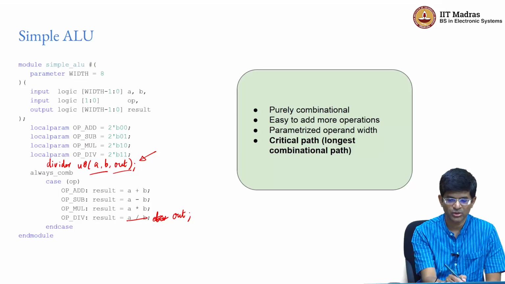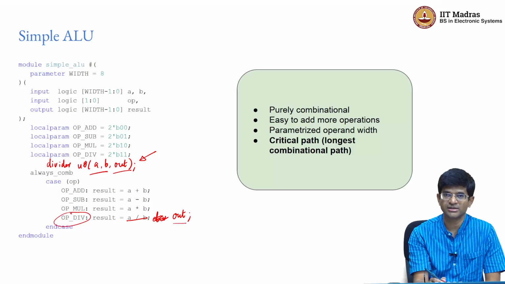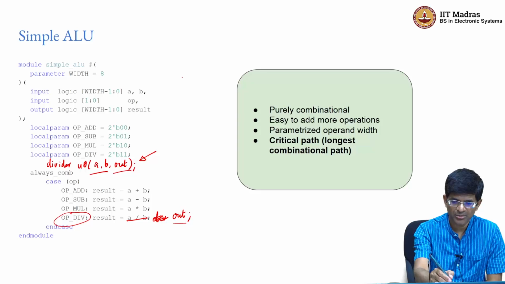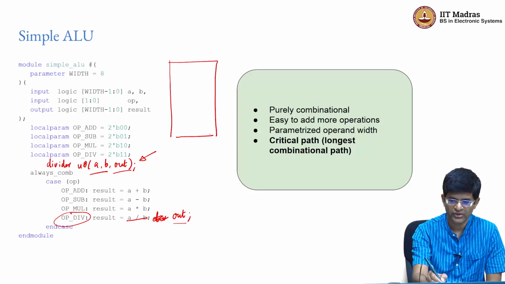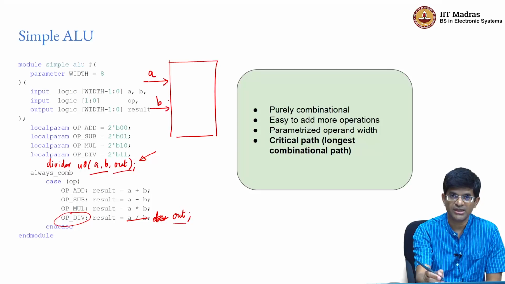And all that is happening over here is, if the operation happened to be opdiv, I actually select that out and feed it as the actual result of my circuit. So technically what is happening out here, if you think about it, is I have this circuit which looks like a black box. It has two inputs, a and b.